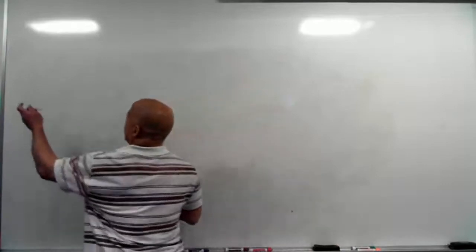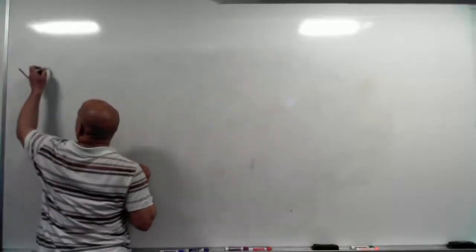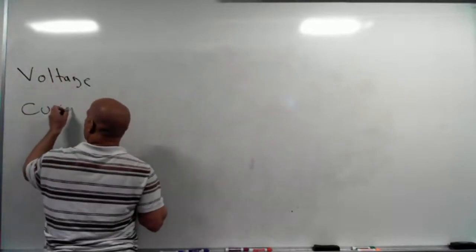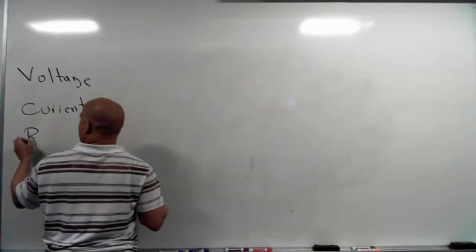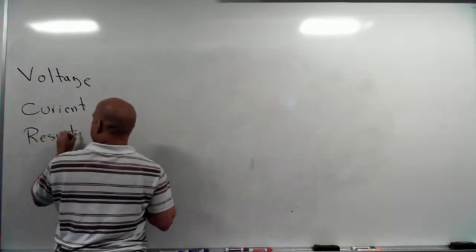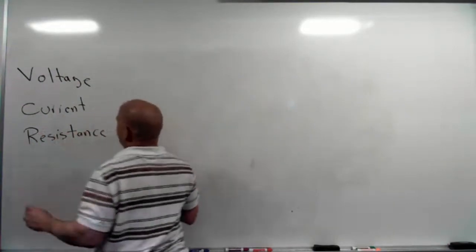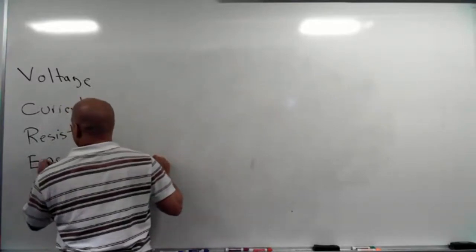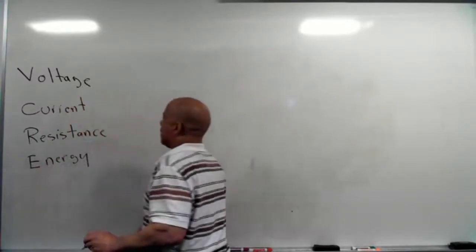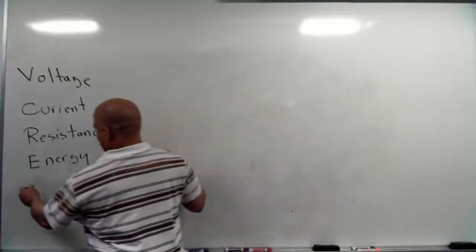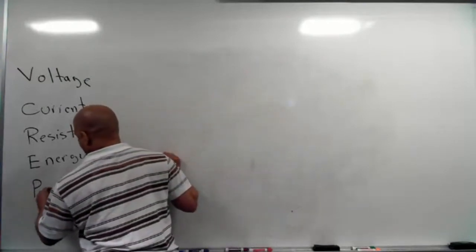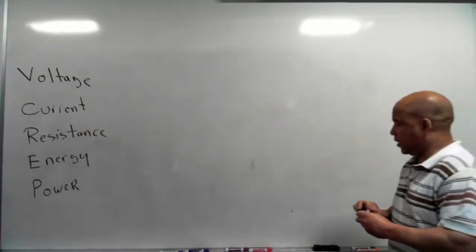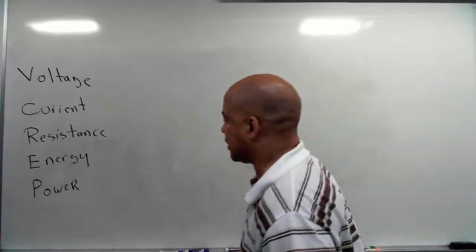So last week we talked about voltage, current, resistance. And in explaining voltage, we talked about energy. And then this week, about power. So these are all the electrical terms we've talked about up to this point. Voltage, current, resistance, energy, power.